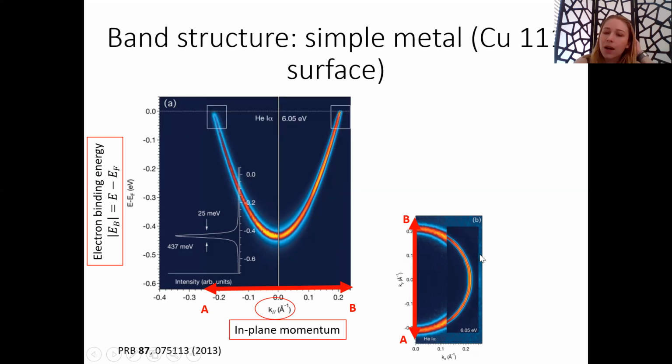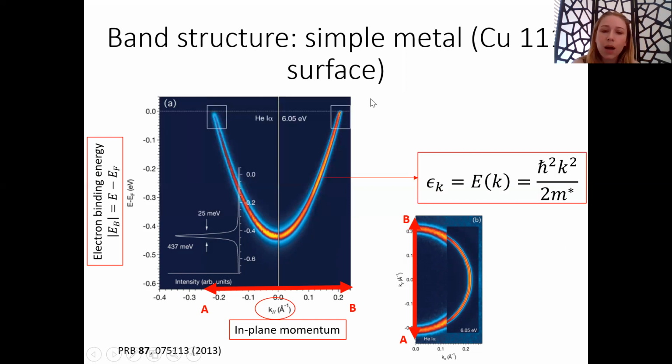On this graph, there are two different pieces, and one of the circles looks a little thinner. The thinner one was taken with a laser light source that has better resolution and much smaller spot size. So it's splicing two different experiments together.